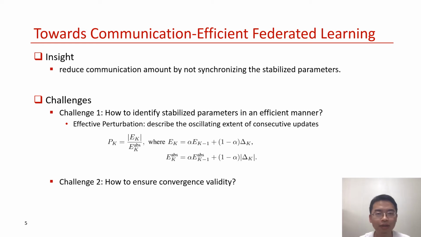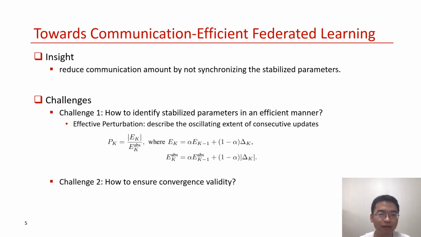However, there are two challenges for that. First, how to identify the stabilized parameters in an efficient manner. Second, how to ensure model convergence when no longer synchronizing the full model. Regarding the first challenge, we propose a metric called effective perturbation, which describes the oscillating extent of a parameter. We judge a parameter as being stable if its effective perturbation is very close to zero.